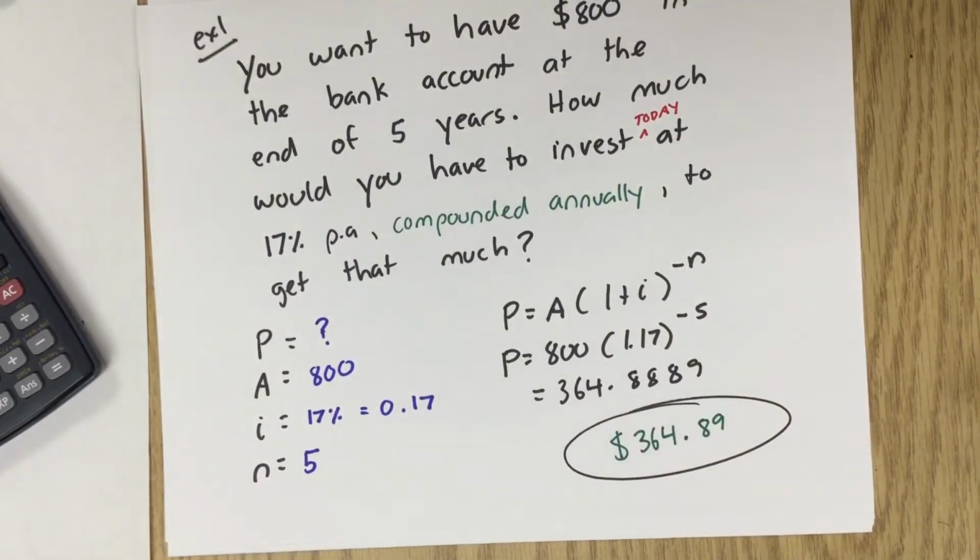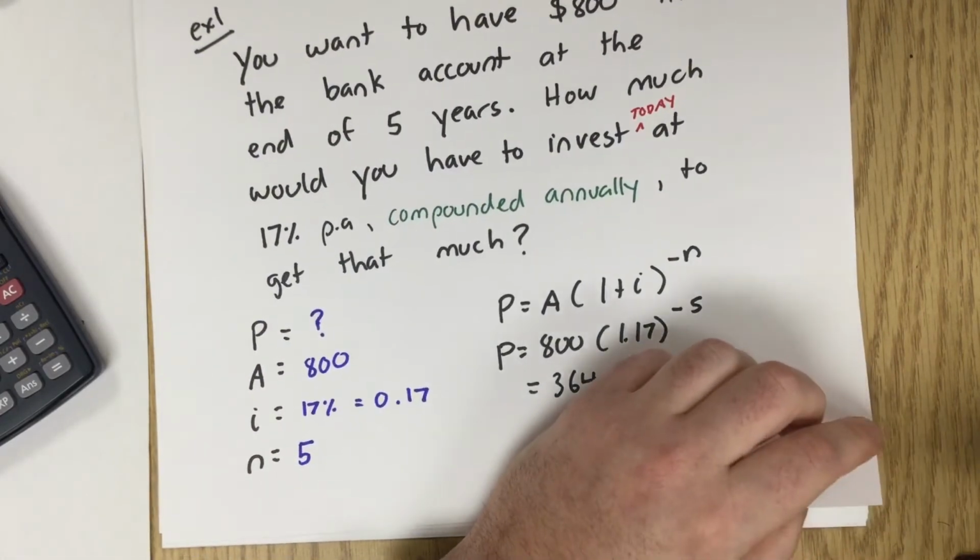So the value of $800 in 5 years, assuming that this kind of investment is available to us, is only $364 today. Or put another way, if I invested $364 today, I would get $800 in the future.